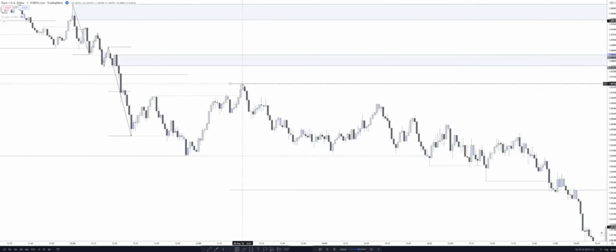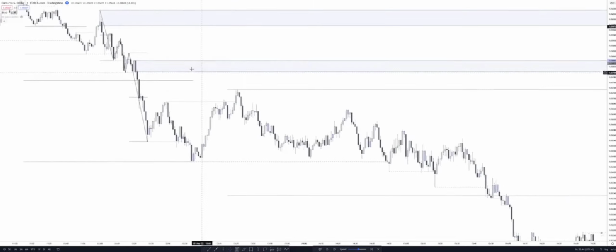But when it swept that, did it mitigate a valid 1 minute zone? You look to the left, and no, it's just mitigated imbalance. So the zones in this area are still open for business. That's just one of the little details to look at. So that makes zones in here still valid for entries.